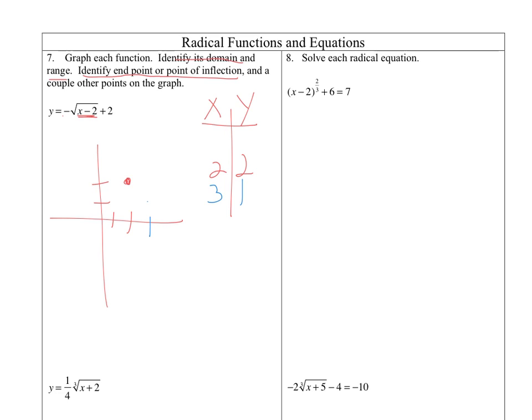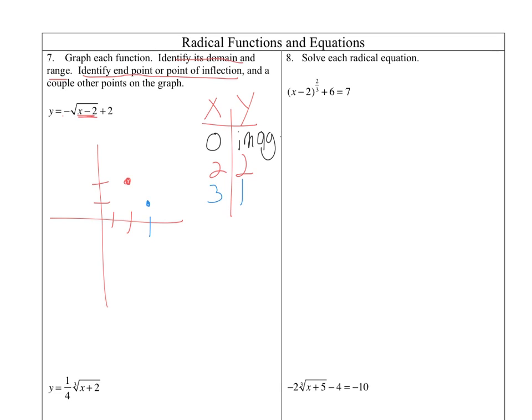Okay. If I try to go backwards, we get 0 minus 2 is negative 2. Square root of negative 2, oh, that's imaginary. That means it's not going to show up on our graphs. So for square root functions, that boundary where we hit that imaginary number is going to be our end point.